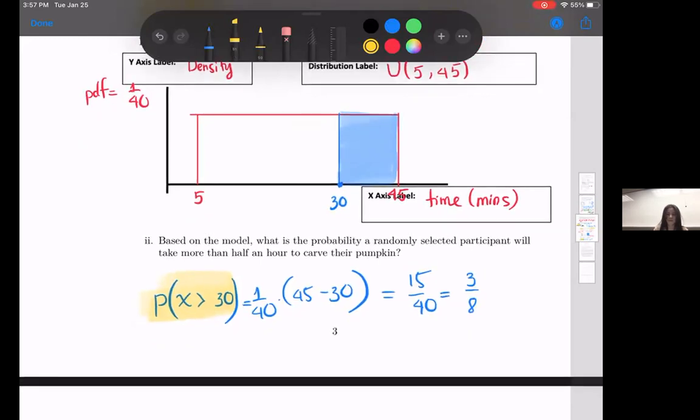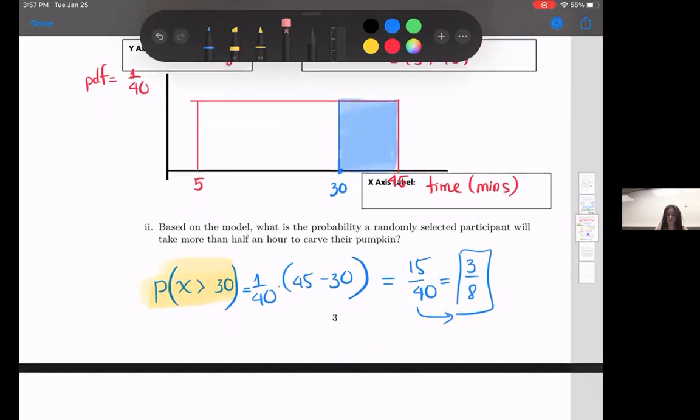You don't have to give me decimals. I'll give you full points up to this point. It's not math class, I don't care. But please reduce. If you have like 5/10, make sure you write 1/2. I don't want to leave it as 5/10 or 15/40, right? Reduce it.